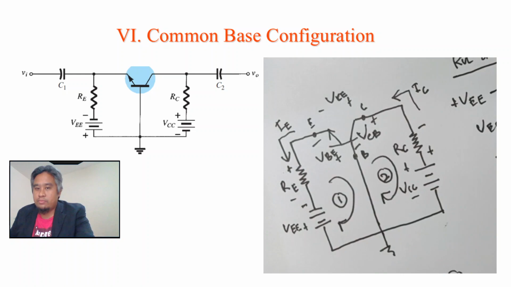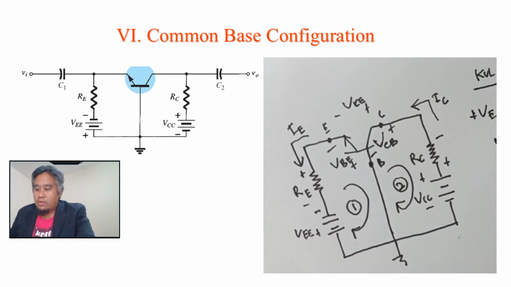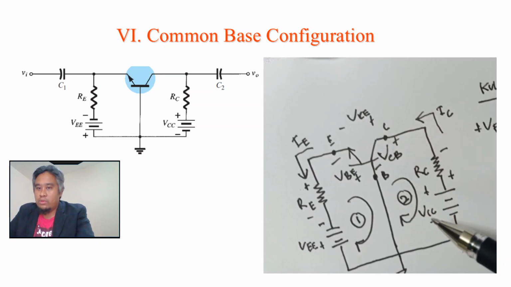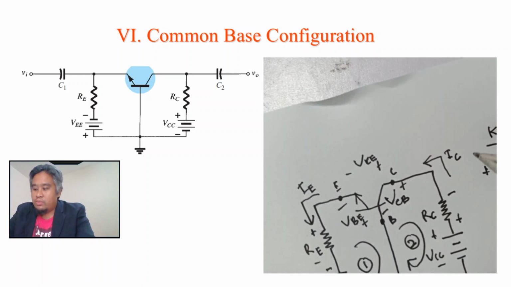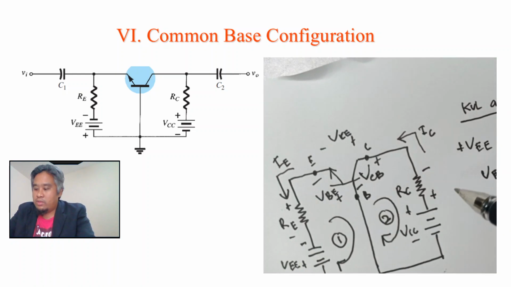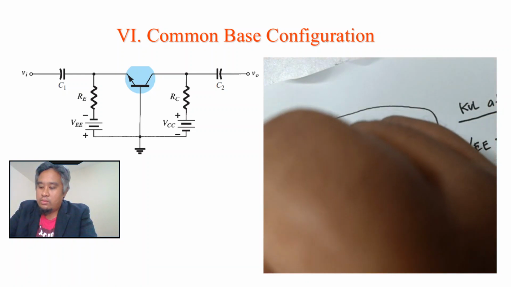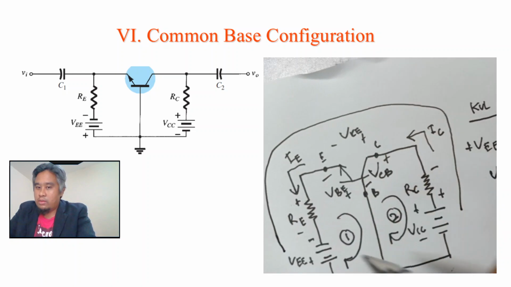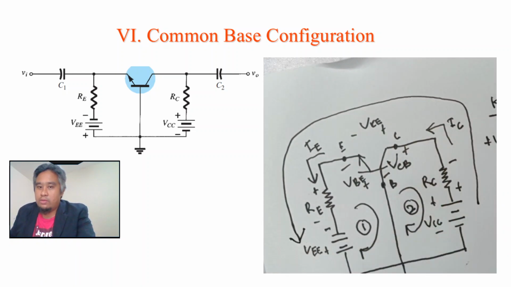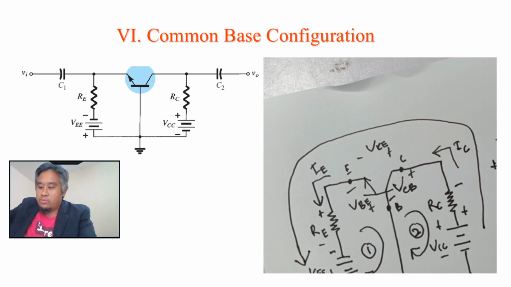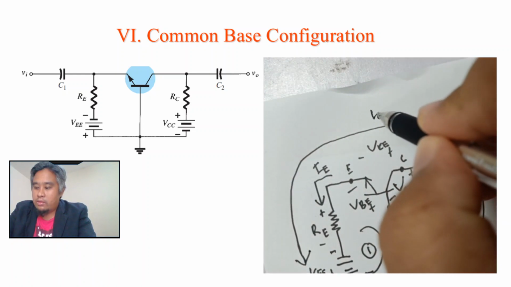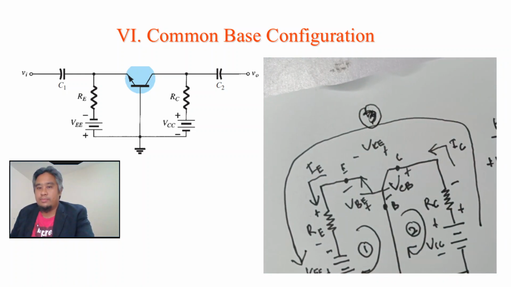Next, we have done loop 1 and loop 2, so we're going to use loop 3. Where is loop 3? We see outside here, starting from VCC until VE. This one we can call loop 3.